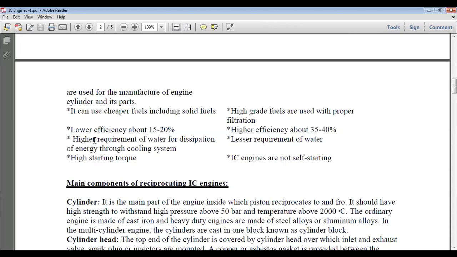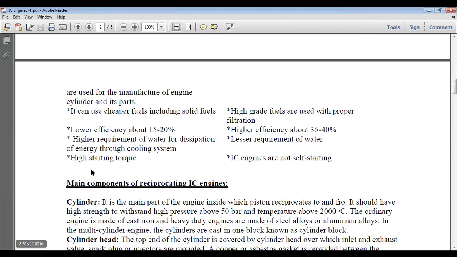And the next point is higher requirement of water for the dissipation of energy through cooling system, and on the other side internal has lesser requirement of water. Then for the external, high starting torque is required, and internal combustion engines are not self-starting. Okay, so some starting process is required.